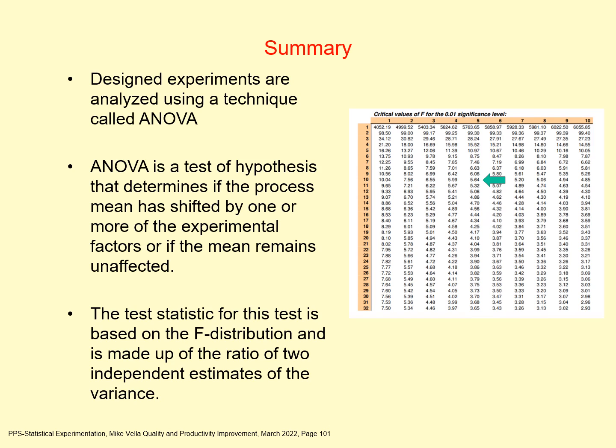So in summary, designed experiments are analyzed using a technique called ANOVA. The ANOVA is a test of hypothesis that determines if the process mean is shifted by one or more of the experimental factors or if the mean remains unaffected. Our test statistic for this test is based on the F distribution as made up of the ratio of two independent estimates of the variance.